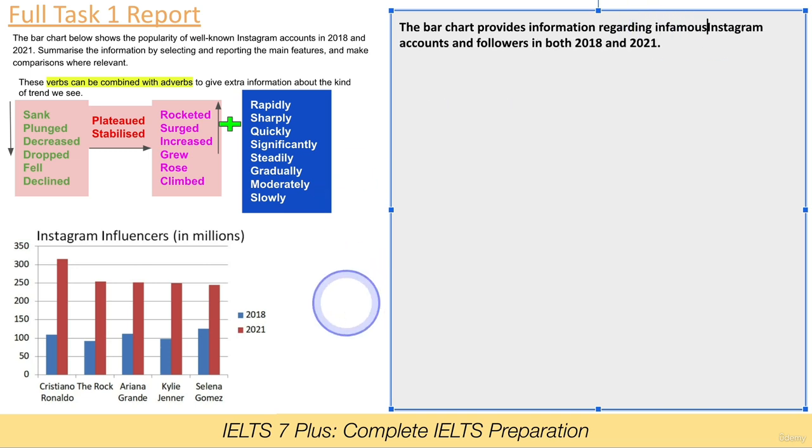Regarding infamous, maybe, Instagram accounts. Maybe we can leave it at that actually, because that encompasses everything really. Instagram accounts, we're looking at the information for everything. Okay then, so that sounds okay. We've paraphrased as much as we can. Some words, you don't want to lose the meaning, so we've kept some in, like Instagram, that's fine. And the years, of course.